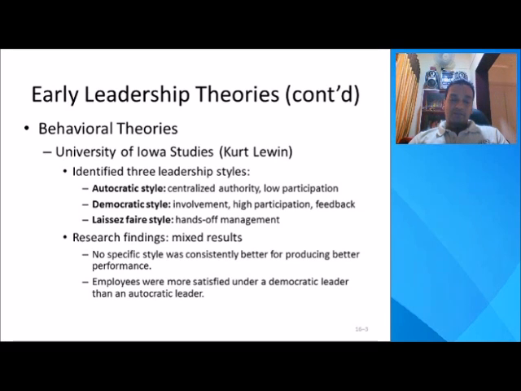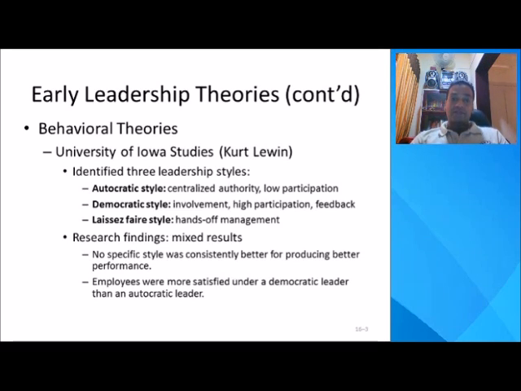There are certain studies which will be highlighted in this lecture. One such study is the University of Iowa, which identified three leadership styles. So when we talk about behavior, we are talking about the styles of leaders. When the leader exhibits a particular behavior, we say that that leader has a particular style. So the University of Iowa studies identified three leadership styles.